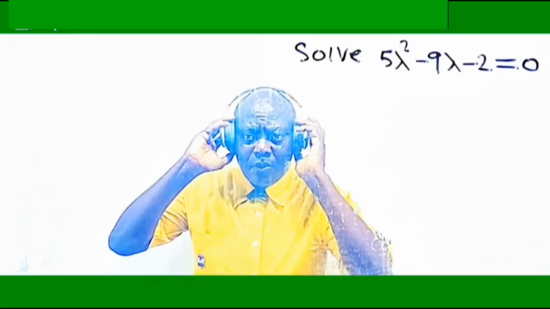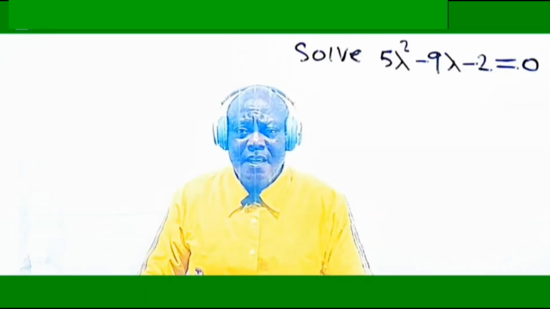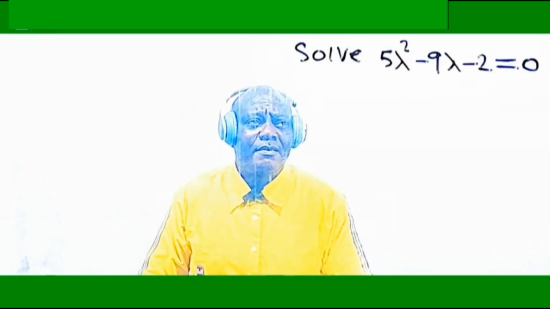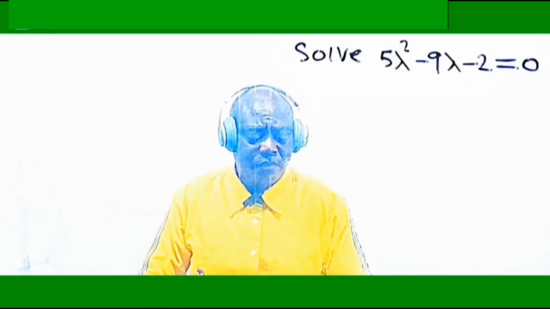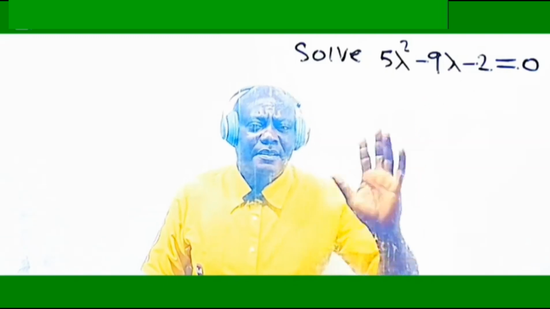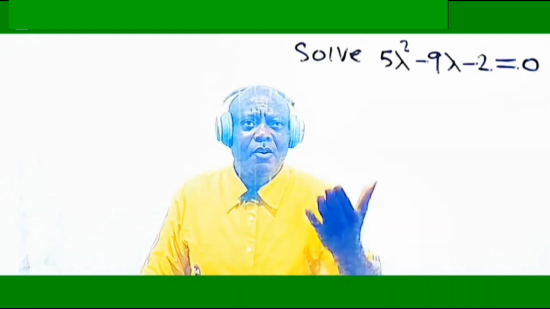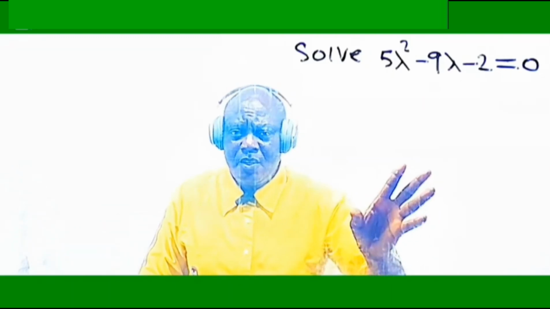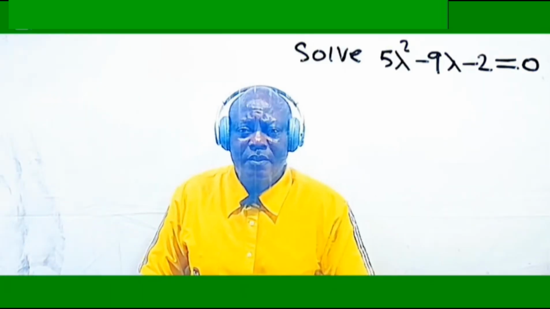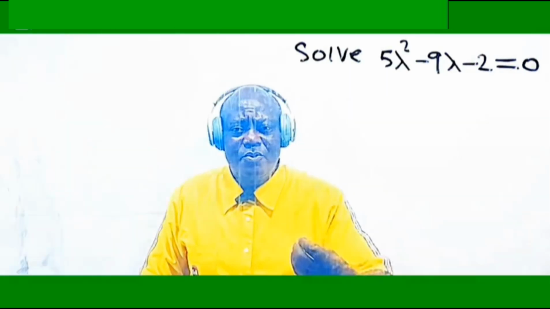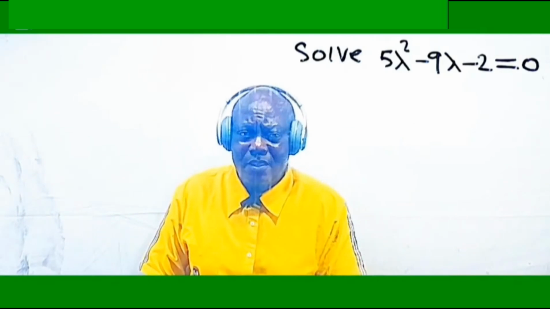Let us solve this quadratic equation: 5λ² − 9λ − 2 = 0. This one will be solved by factorization. We're only asked to solve, so you can use either of the methods. But if you are asked to use a specific method, you have to do it.